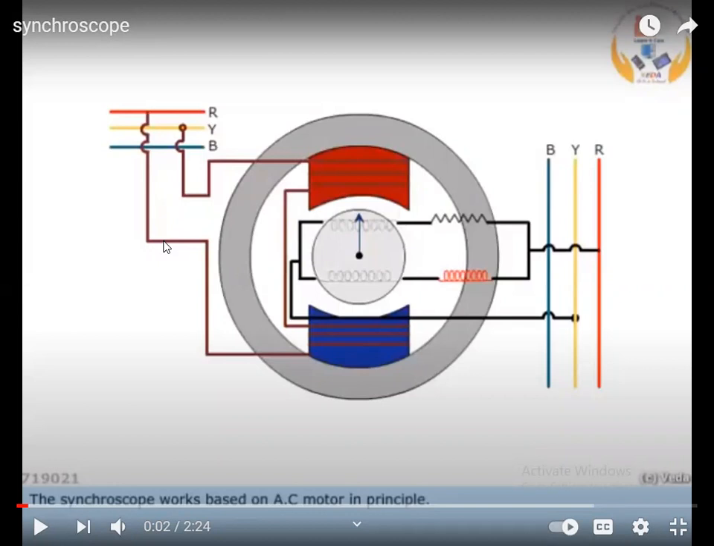Then we have to change the excitation, we have to change the voltage to reduce the speed of the alternator. If it is rotating fast, then we have to reduce the frequency, we have to reduce the speed, we have to increase the excitation, and once it stops or comes to the perfect point, then we have to close the switch. Once we close the switch, it is synchronized.